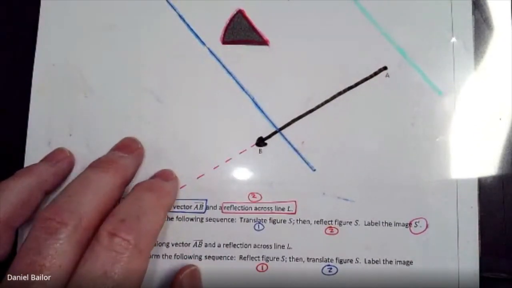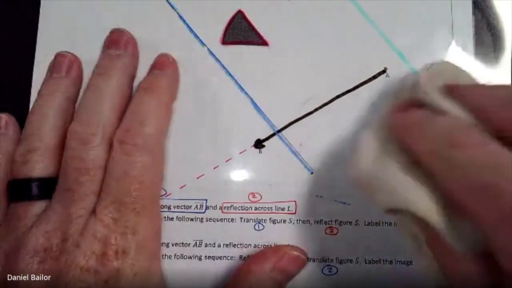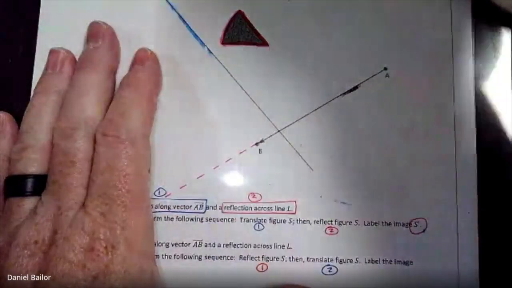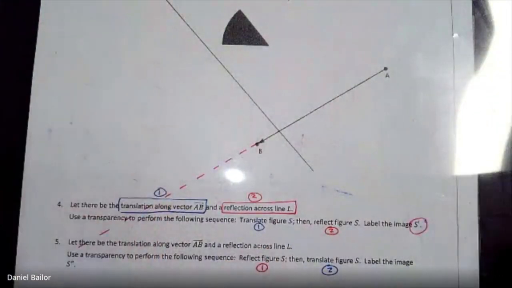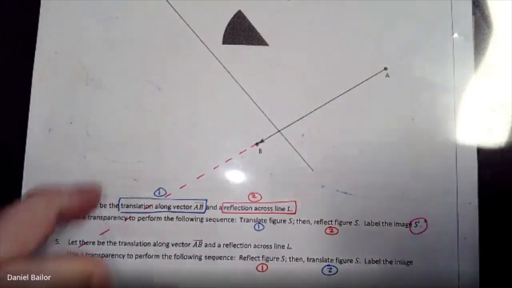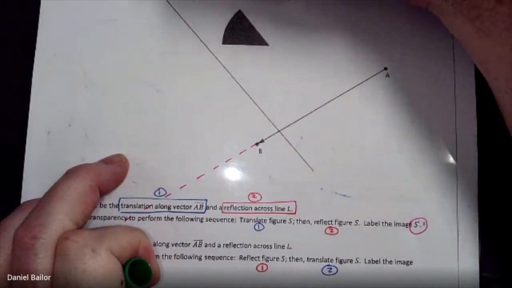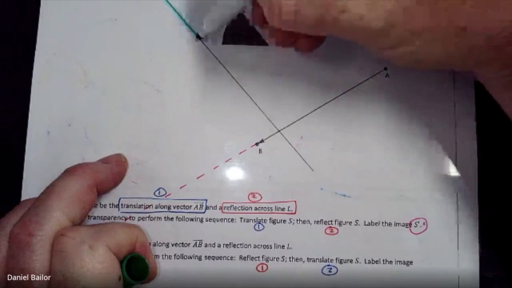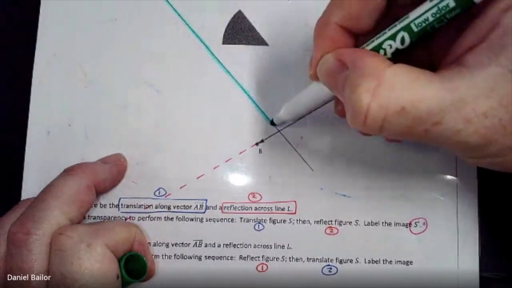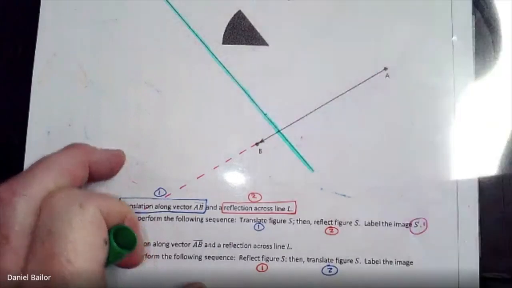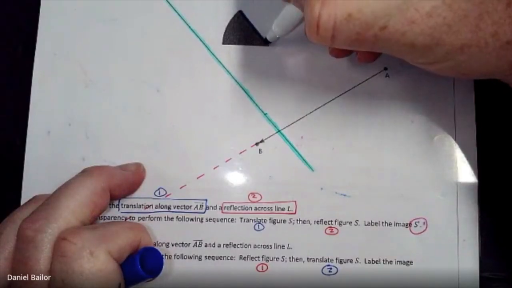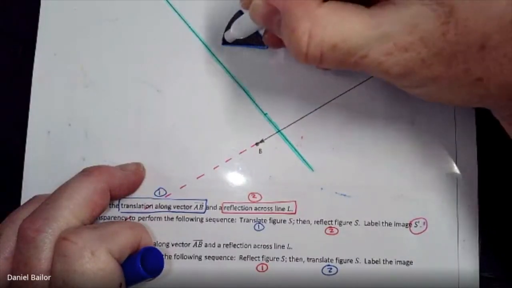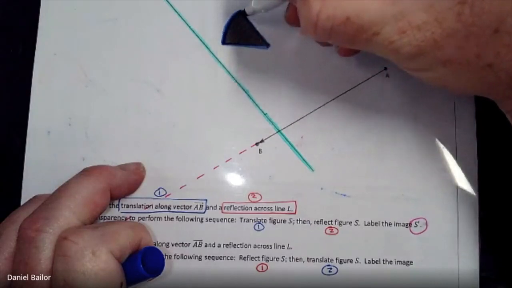I'm going to erase some things that I don't need right now. So I'm going to erase everything and just start over again for number 5, just to keep it a little bit simpler. Now I'm going to reflect first. So this time I need my line of reflection. And I'm going to make sure I go all the way to the bottom of the line to make sure it's precise. And I need my figure S that I am reflecting. So there's my figure.